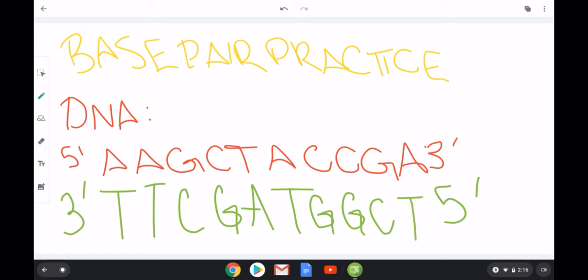So again, these strands run anti-parallel to each other. You have to always remember that, because this will show the difference between the coding strand and the non-coding strand when you get into transcription and translation.